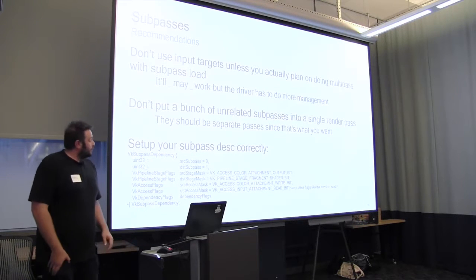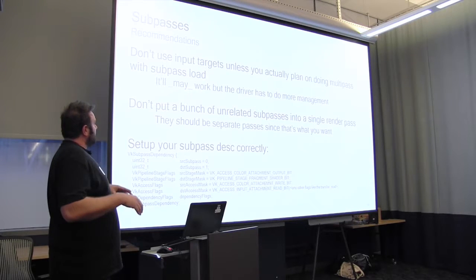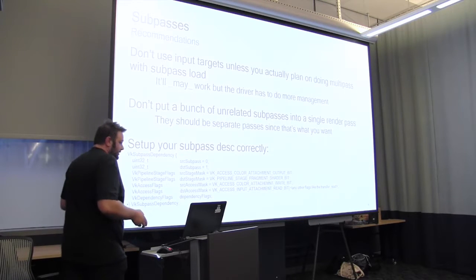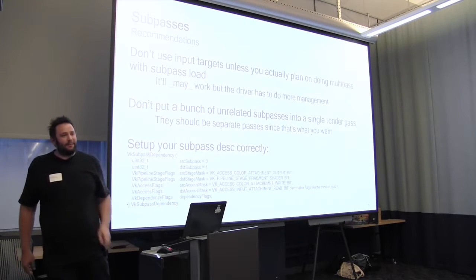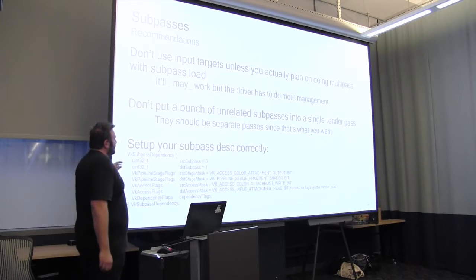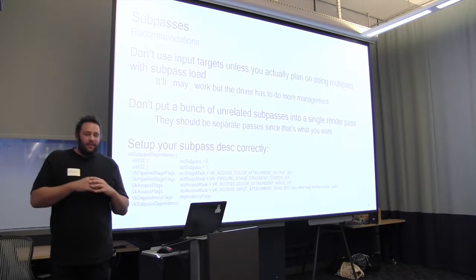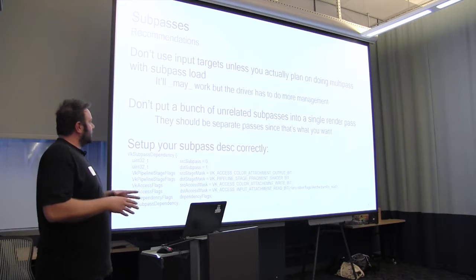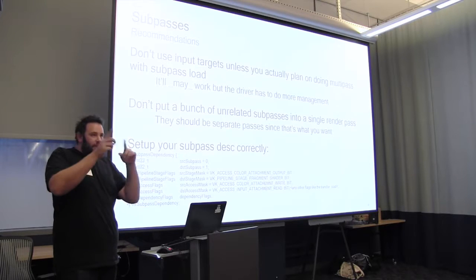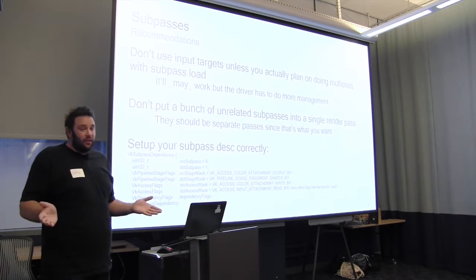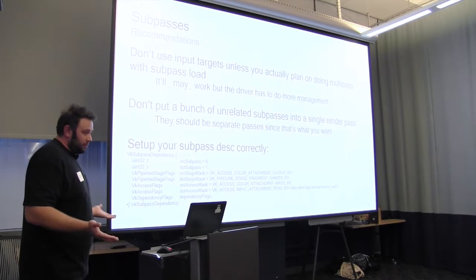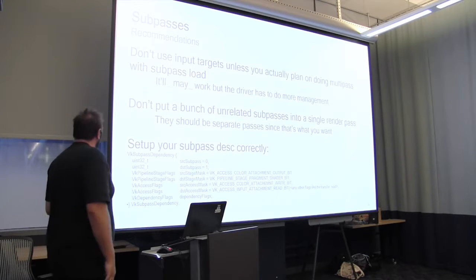Now, when using subpasses, there are a few caveats. You don't want to use input targets unless you're actually planning on doing multipass using subpass load. It may work, but the driver has to do a bunch more management, and you're going to hear from Zach over here if you do it, because he's going to have to figure out why you broke the driver. Don't put a bunch of unrelated subpasses into a single render pass. This is not multipass. What you're trying to actually do is have separate passes for some reason with subpasses. The driver then has to try to figure out this sort of graph walking problem. It's not fast. You wanted a fast driver that's dumb. Now you're asking it to actually do something smart. Please don't, because you'll actually get a faster driver if you don't do that.